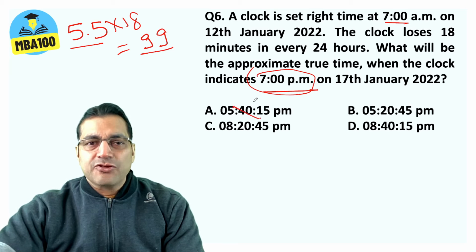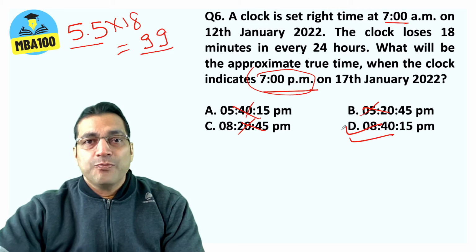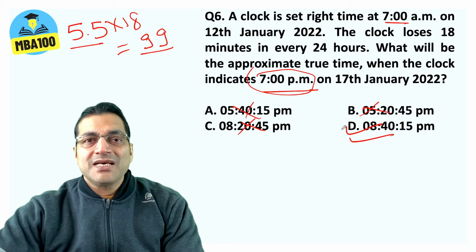There is only one such option. This cannot be your answer. This is hardly 80 minutes, right? This is of course out of the question. So this is the only option that can be the answer, because the time had to be 7 p.m. plus 99 minutes plus something.